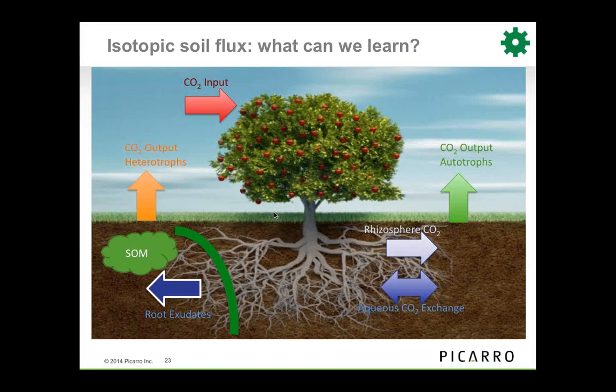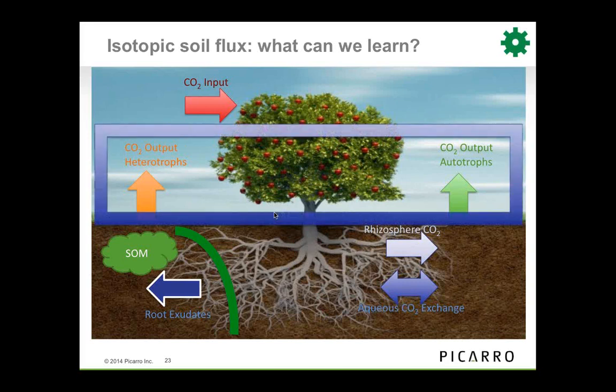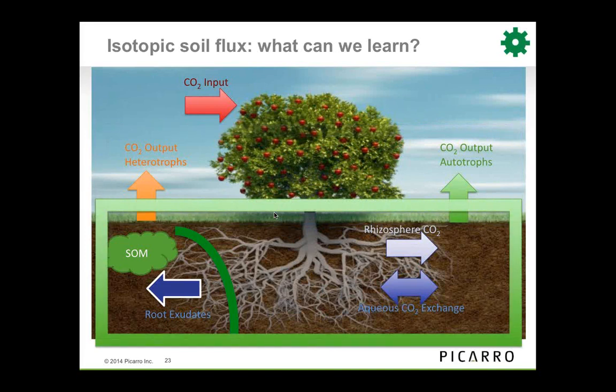And then also CO2 output from heterotrophic respiration, which again can be broken down further. So the two studies I'm going to talk about are, first, one looking at how drought affects the CO2 output from both heterotrophs and autotrophs. And the second study looks at how we can use isotopes to understand how CO2 is respired within the soil profile.